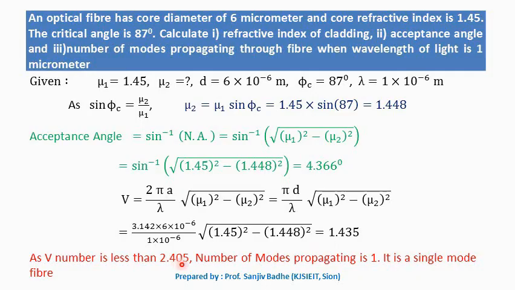And as V number is less than 2.405, number of modes supported will be 1. So for any value of V less than 2.405, number of modes supported will be only 1. And therefore, the fiber given in this problem is a single mode fiber.